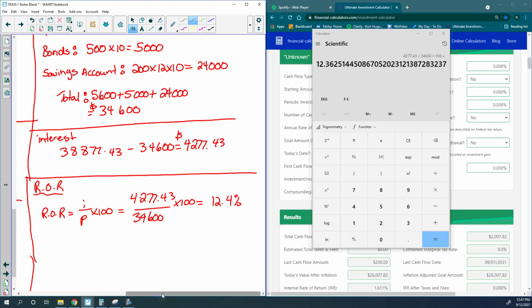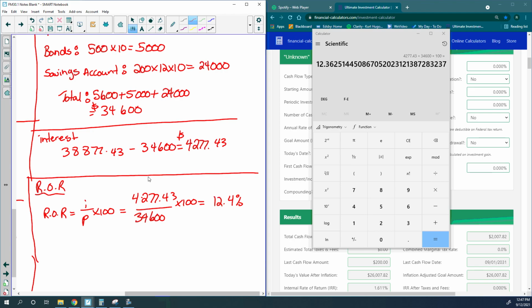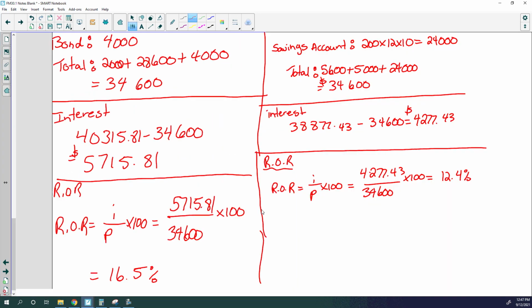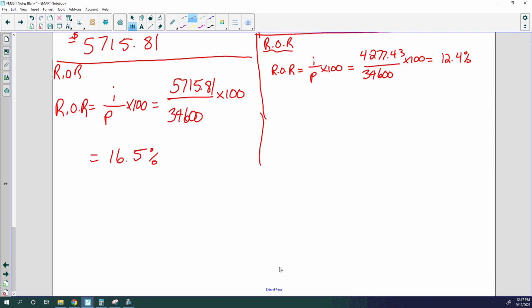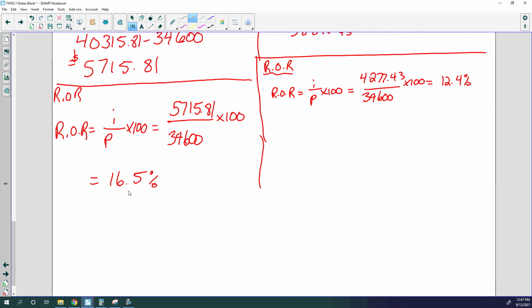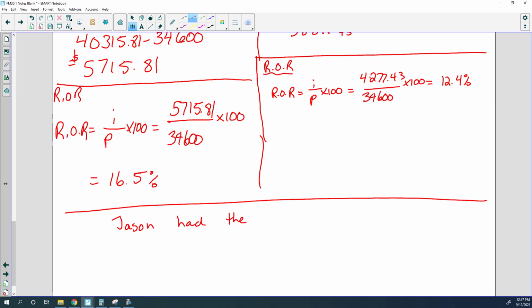The reason we did the rate of return is because we had two completely different portfolios, but now we have a way to compare them. So we're done with the financial calculator now. Jason got a 16.5% return, whereas Malik only got 12.4%. So in the end, Jason had the better investment. He had the larger return, larger percent, so he had the better investment.